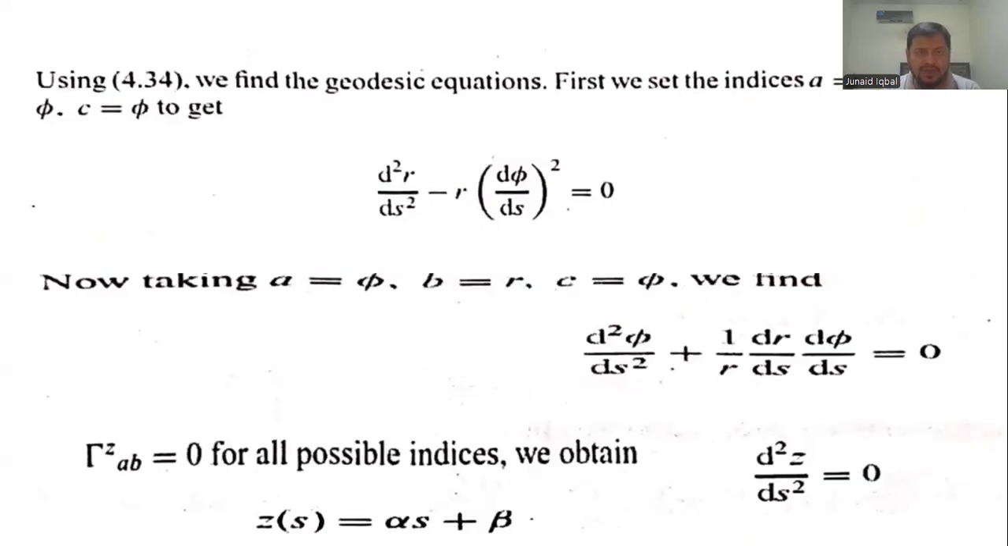And these are the geodesic equations. When A is equal to r and B is equal to phi and C is equal to phi, we have this equation. And when A is equal to phi and B is equal to r and C is equal to phi, we have this equation.